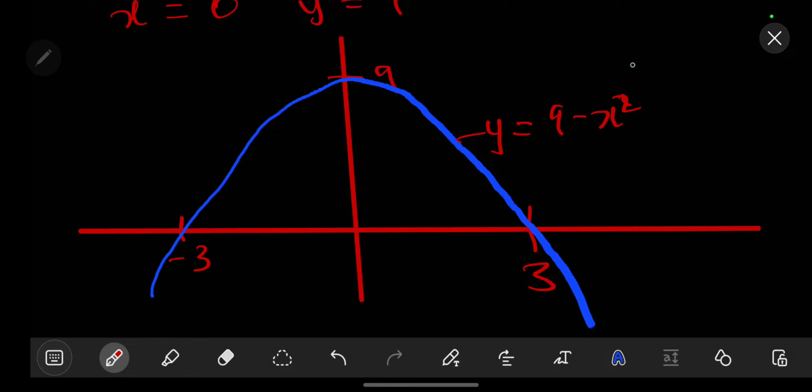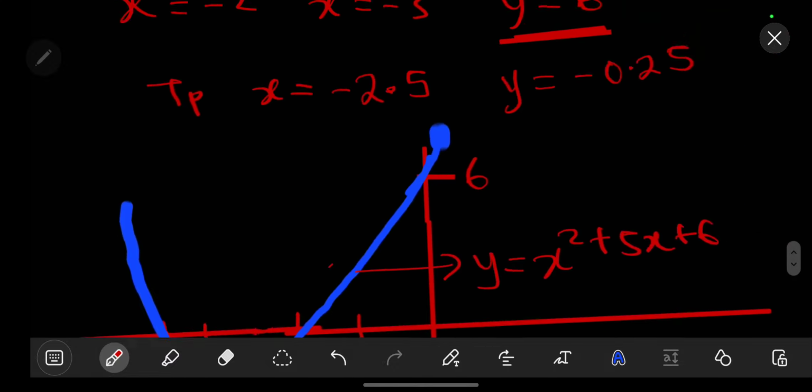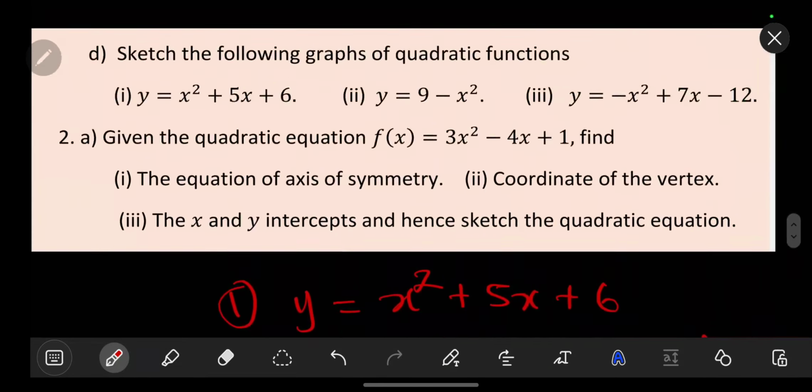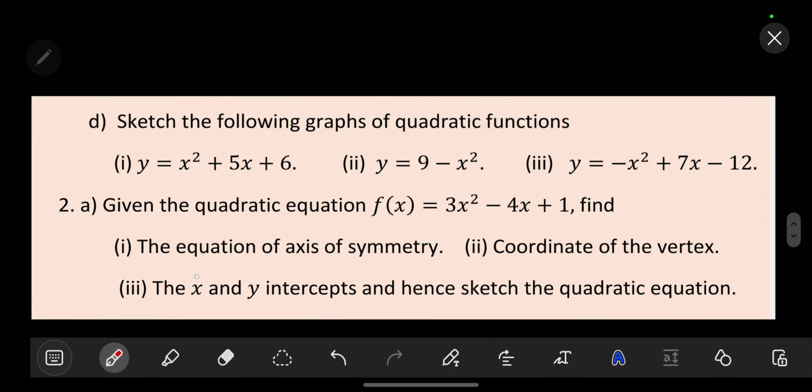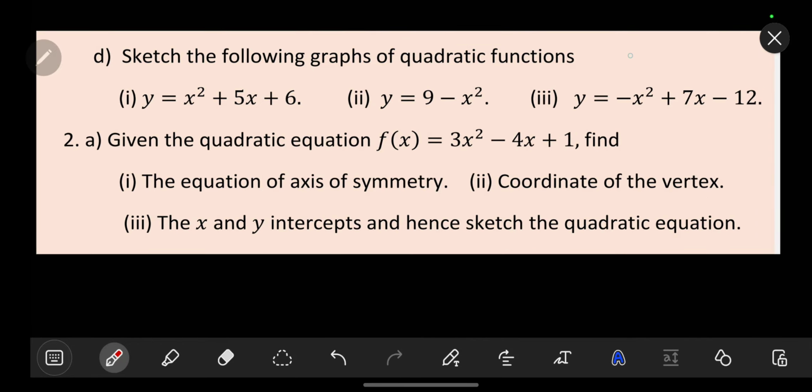Let's look at our last one. For this other one, you can just try it out. The procedure is still the same. Just do the same. Let's answer our number 2.